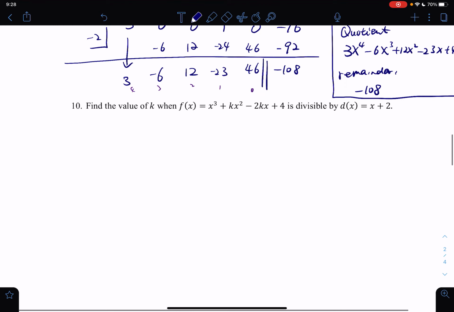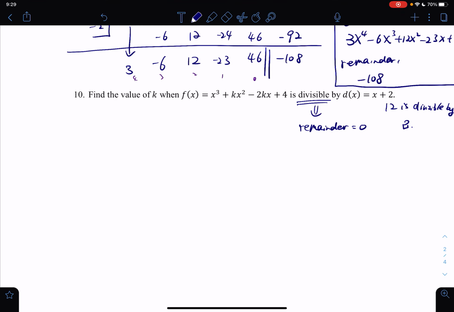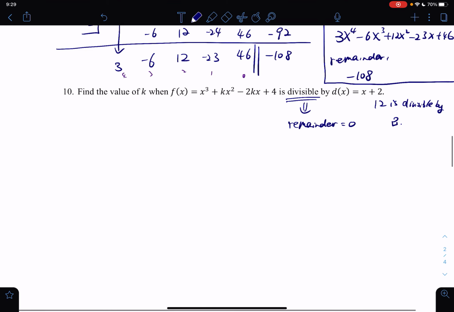So the last problem, we have different ways of looking at it. It says it's divisible, which basically means its remainder is 0. So we say 16 is divisible by 2, something like that. 13 is divisible by 1, and 12 is divisible by 2, by 6, by 3, and by 4. Basically, it says remainder is 0.